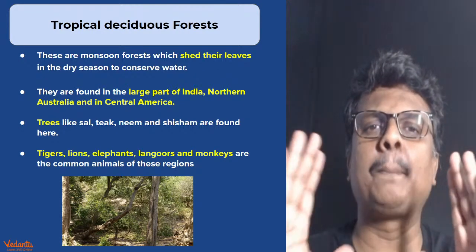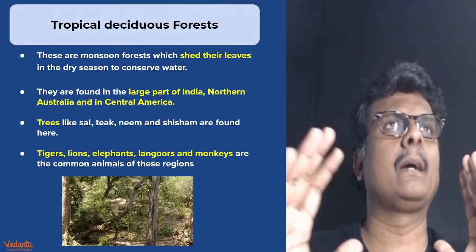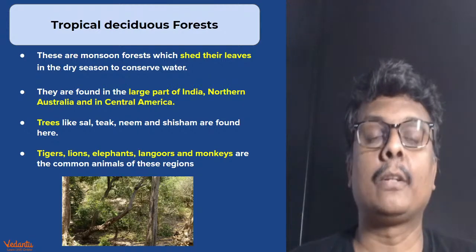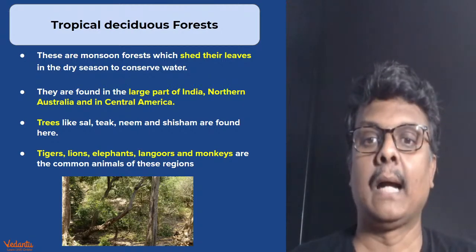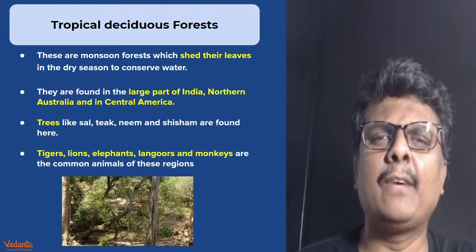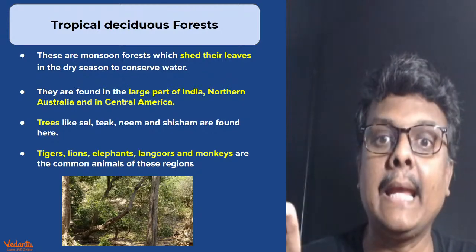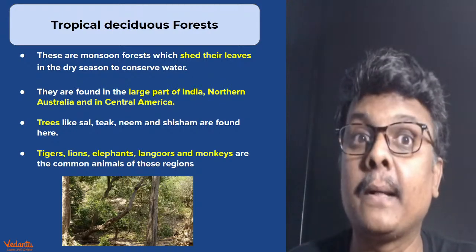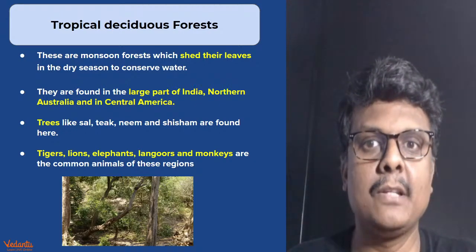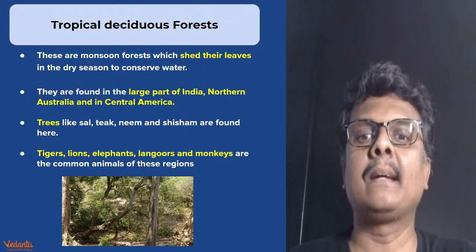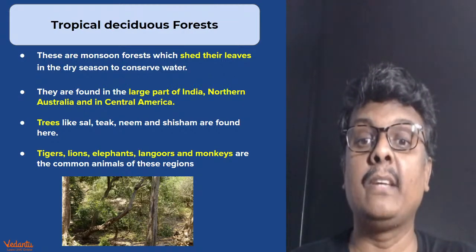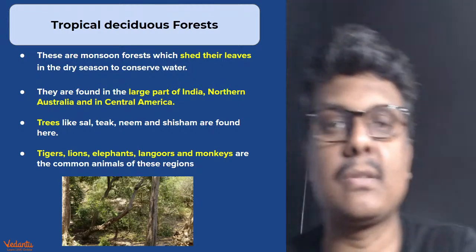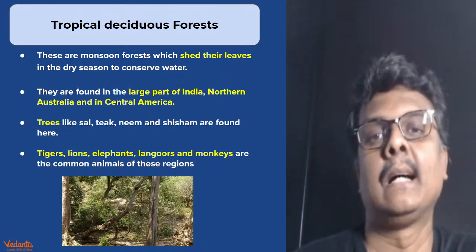See guys, tropical forests, both evergreen as well as deciduous, are common in India. Also Northern Australia and Central America. And what kind of wood grows here? Very, very precious wood like sal, teak, neem, shisham. All these types of wood are present in tropical deciduous. And here in this tropical deciduous, guys, tigers, lions, elephants, langurs, monkeys are very common. You see this in both the Eastern Ghats as well as the Western Ghats of India.